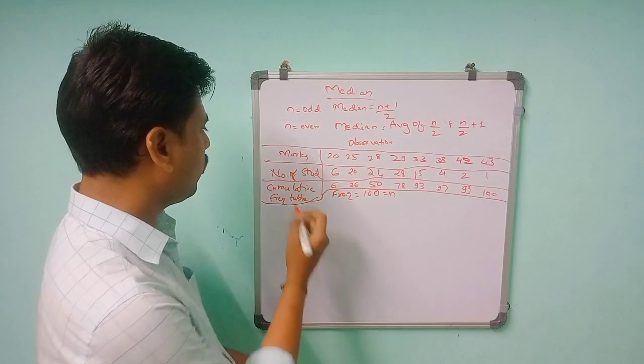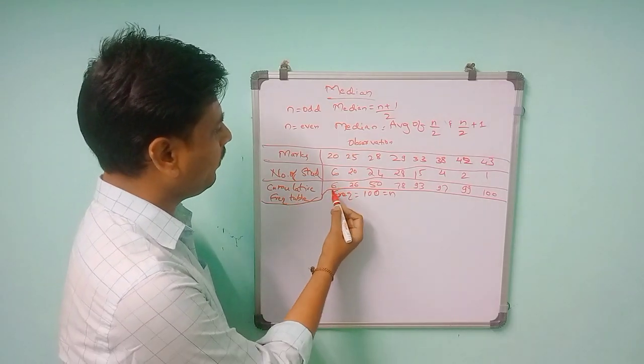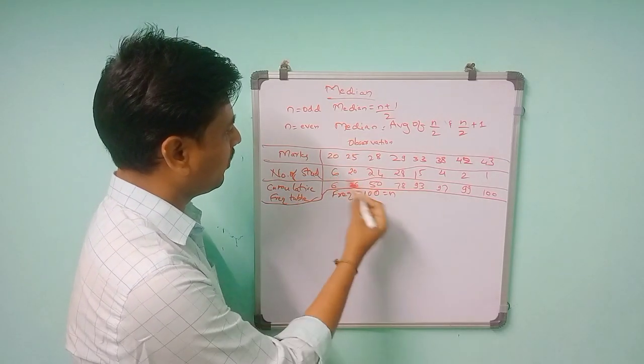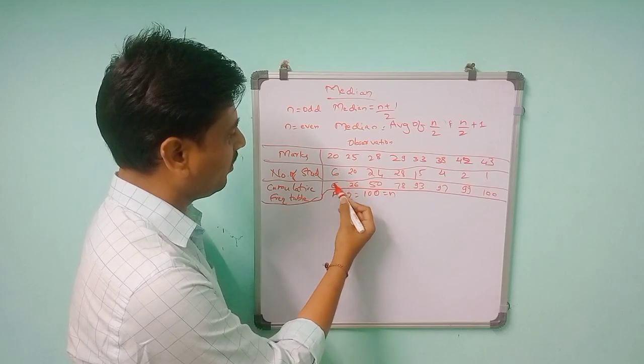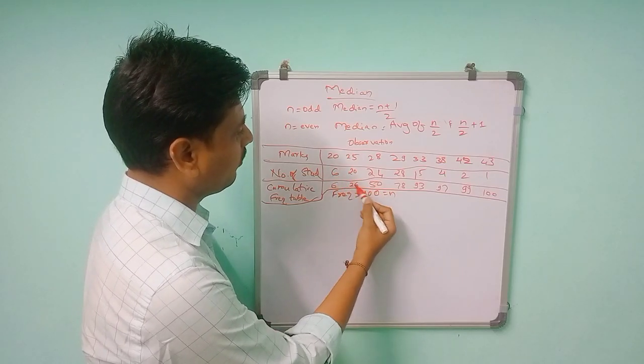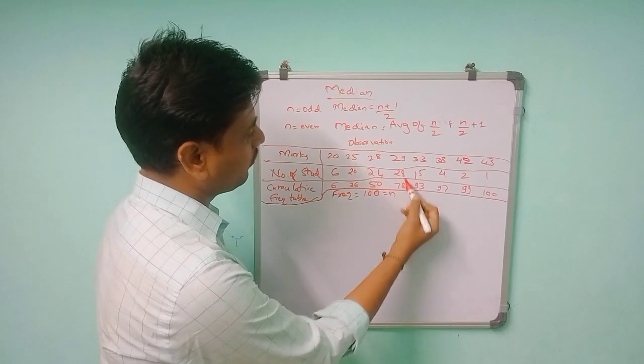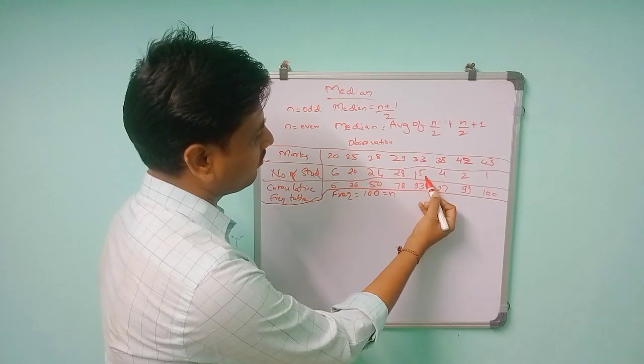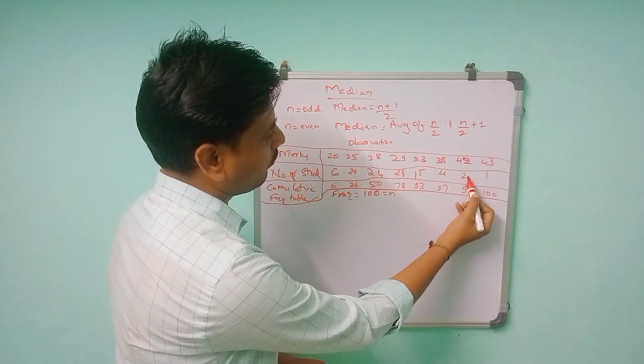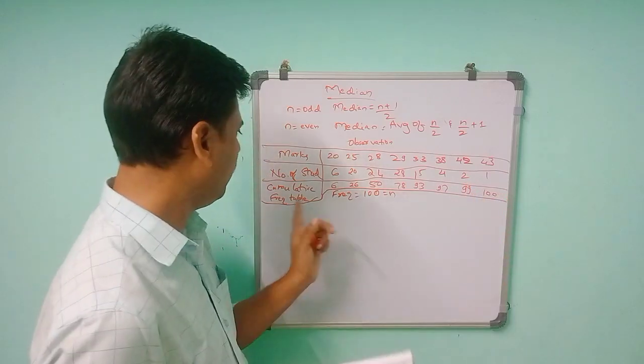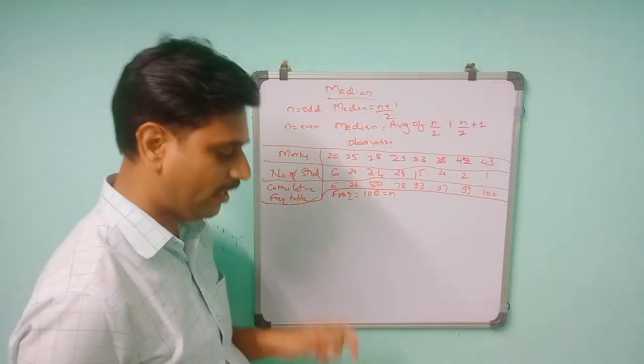So for the cumulative frequency table, you add each number to the next number. 6 is the first number, keep it as it is. Next, 6 plus 20, 26. Then 26 plus 24, then 50 plus 28. Then this answer plus the next number 15. Then 93 plus 4, 97 plus 2, 99 plus 1. So you got the cumulative frequency table.